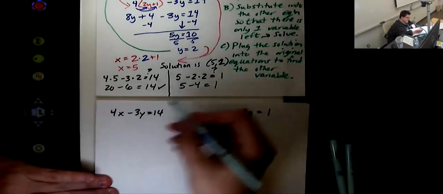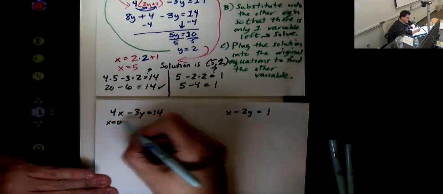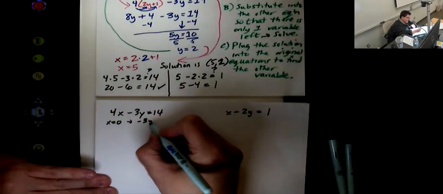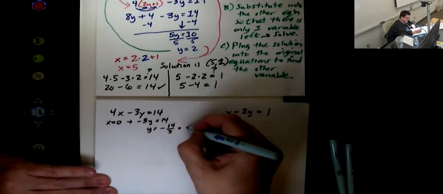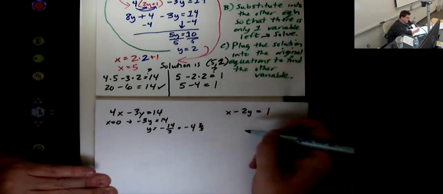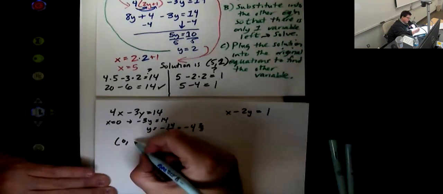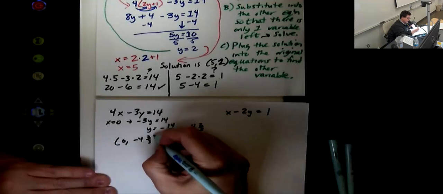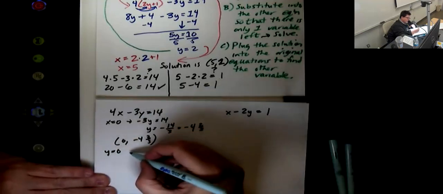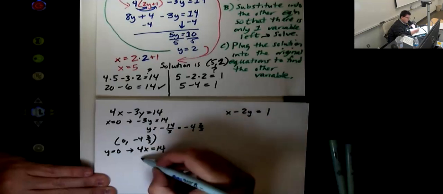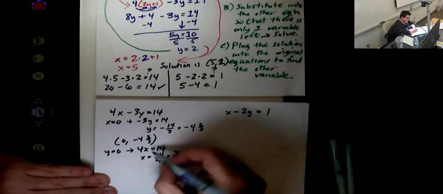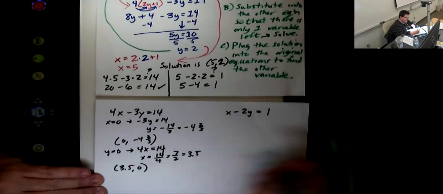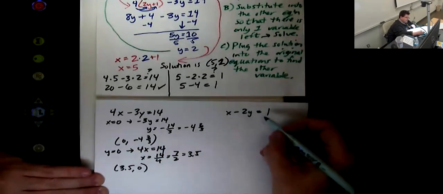So if I do the intercepts here real quick, when x equals 0, I have negative 3y equals 14. So y equals negative 14 thirds, which is negative 4 and 2/3. So 0, negative 4 2/3. If I do y equals 0, I get 4x equals 14, so x equals 14 over 4, or 7 over 2, which is 3.5. This is 3.5, 0. Just finding some points so I can graph these two lines.